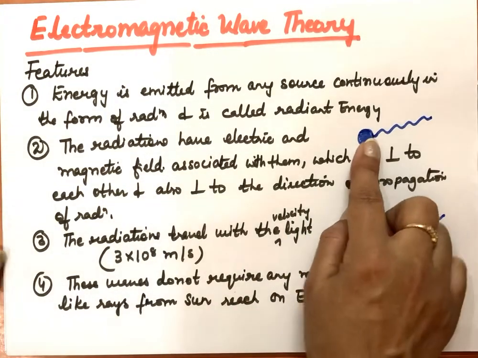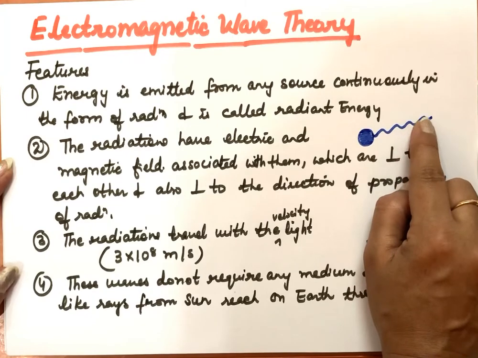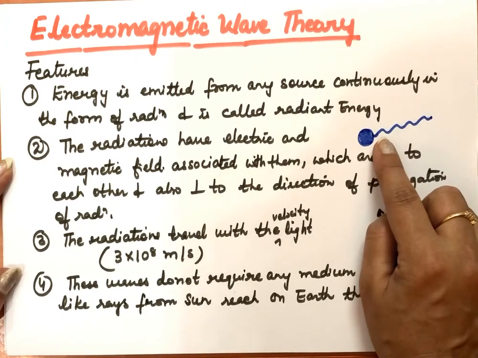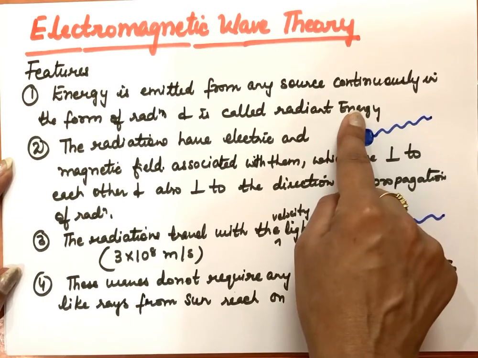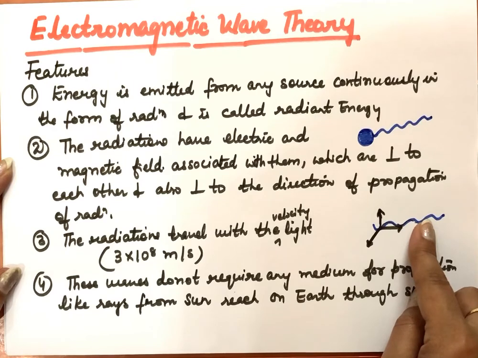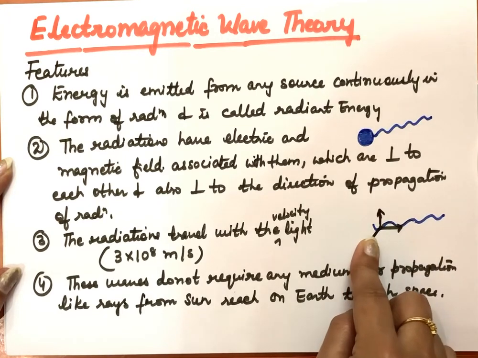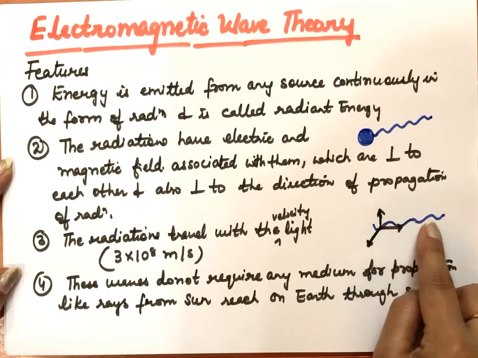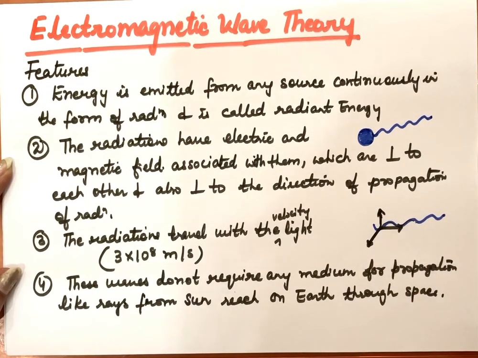So these are the 4 points given by this theory: energy is emitted from any source continuously in the form of radiations, and this energy is known as radiant energy. These radiations have electric as well as magnetic fields associated with them. Both these fields are perpendicular to each other, and also perpendicular to the direction of propagation of the radiations. All electromagnetic radiation travels with the velocity of light, that is 3 into 10 raised to power 8 meter per second, and these waves do not require any medium for propagation. They can even move in vacuum.